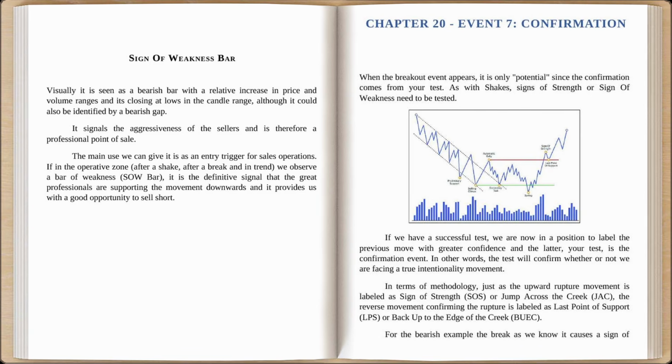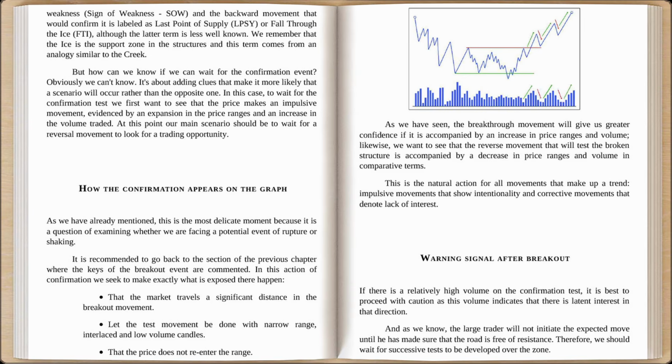For the bearish example, the break as we know it causes a sign of weakness, SOW, and the backward movement that would confirm it is labeled as last point of supply, LPSY, or fall through the ice, FTI, although the latter term is less well known. We remember that the ice is the support zone in the structures, and this term comes from an analogy similar to the creek. But how can we know if we can wait for the confirmation event?